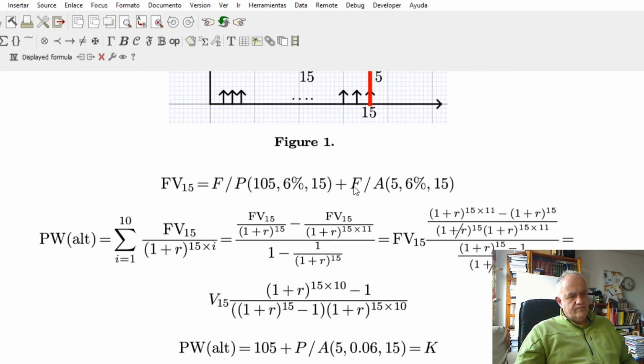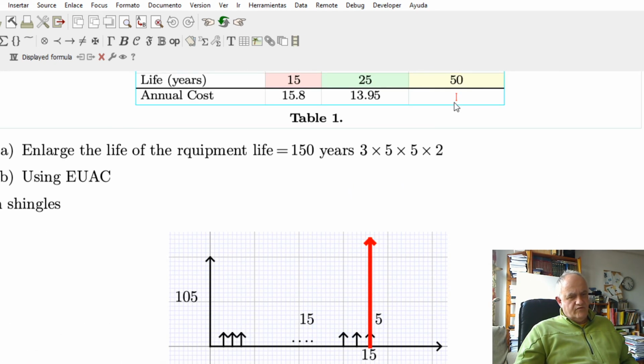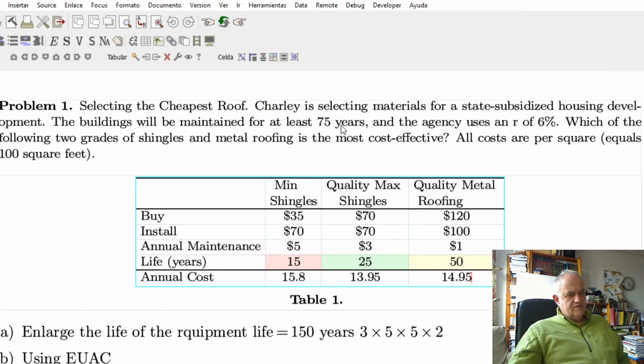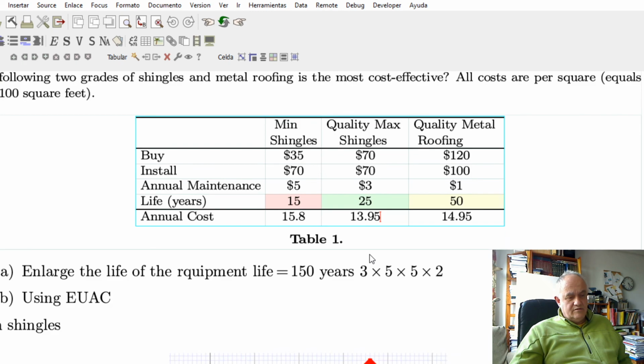Let's write the result here. So that means 14.95. Okay. So this is now the ranking. The best alternative is clearly this one, the one in green. This will be the permanent cost during 50 years or during 150 years, and this will be the permanent cost per year during 150 years. So in any case, the best solution is the one in the middle, as usual.